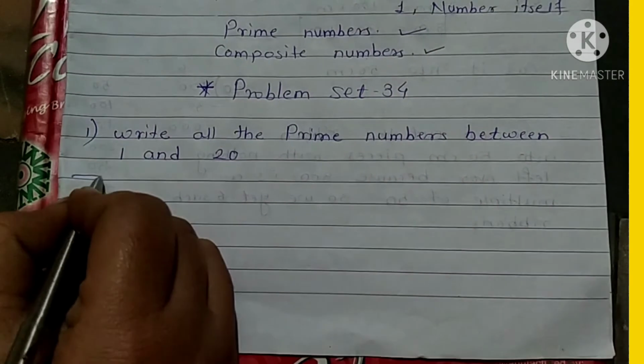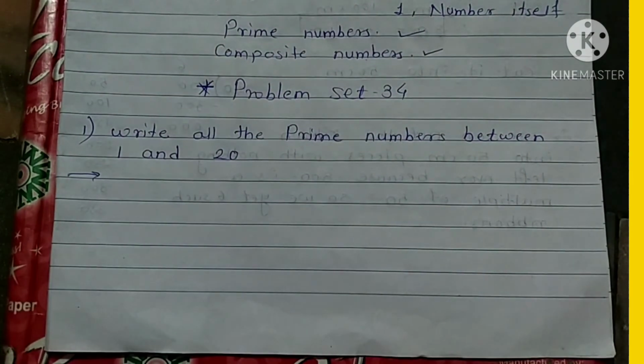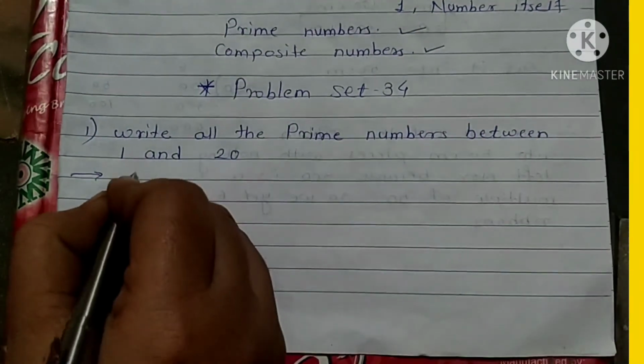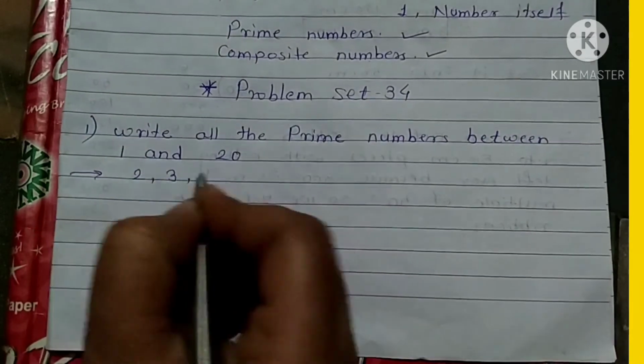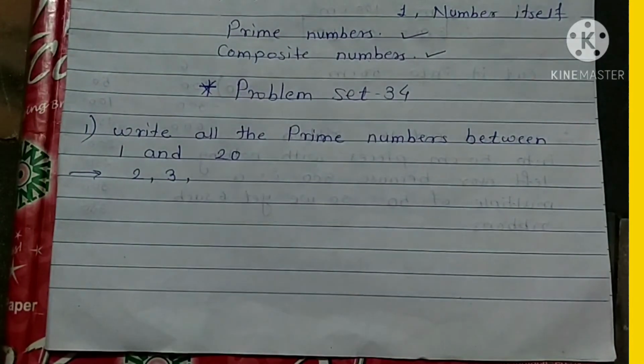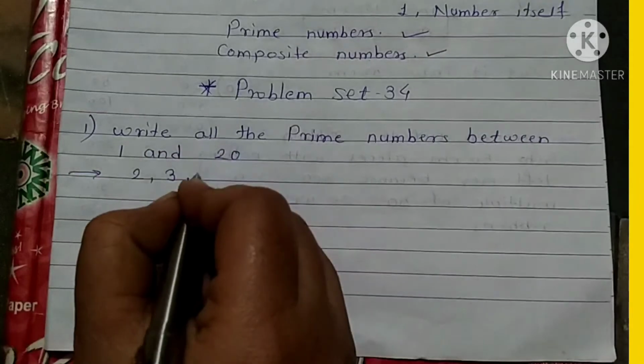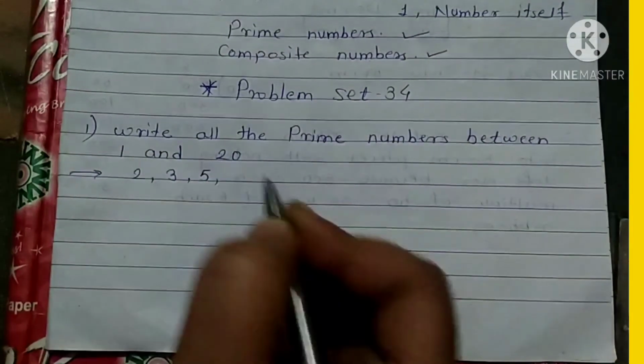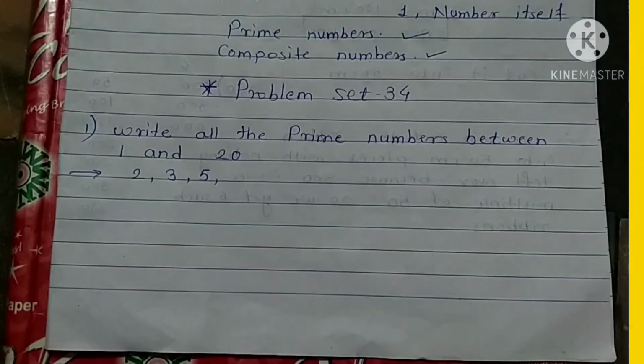But we know 1 is neither prime nor composite. Now 2, yes. 3, yes. 4, no, because 4 has more than 2 factors. Then 5, yes, 5 has only 2 factors. Prime number means what? A number which has only 2 factors: 1 and that number itself. These numbers are called prime numbers.